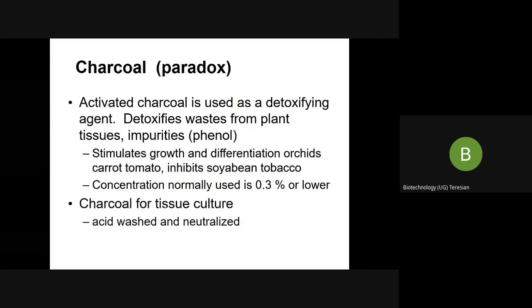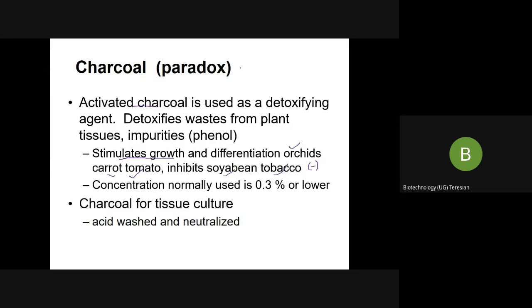Lastly, we shall talk about activated charcoal. You can see in the box I've written a paradox. Why? We shall see that. The addition of activated charcoal to your culture media is reported to stimulate growth and differentiation in some plants. When you add activated charcoal, you can see its positive effect: it stimulates the growth and differentiation of orchid, carrot or tomato. But the same activated charcoal, when added to soybean or tobacco, has shown a negative effect. That is why it is a paradox. Either it can activate or it can act as an inhibitor.